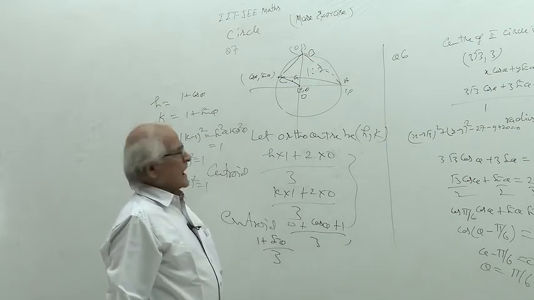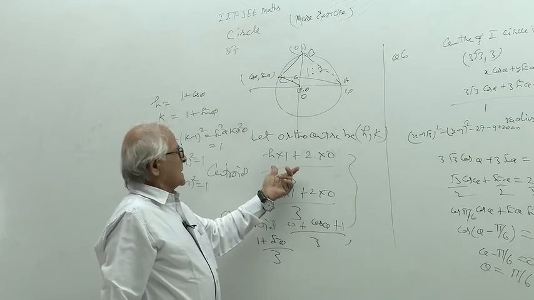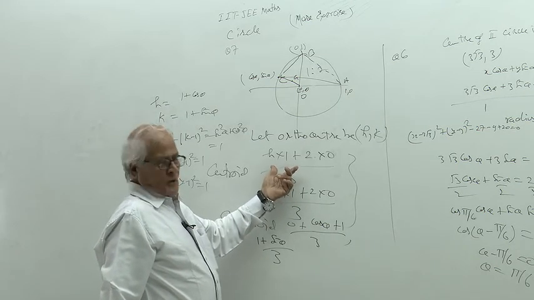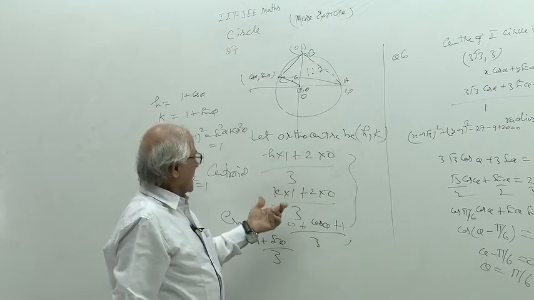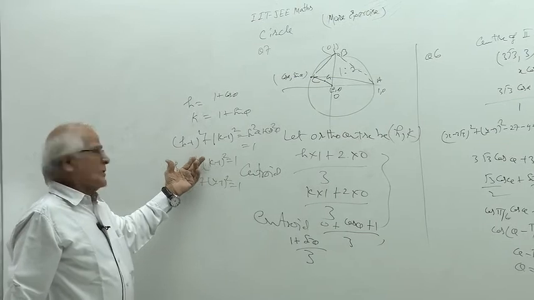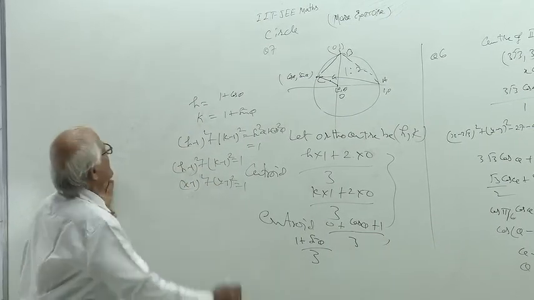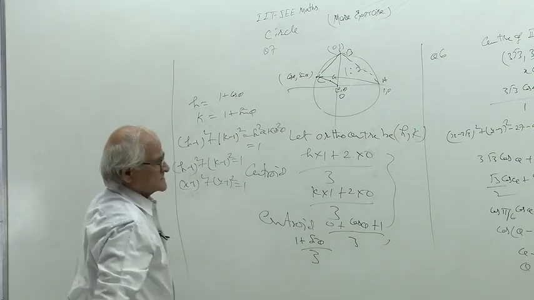So therefore, we can find out the orthocenter. And for the centroid we have this relation. Generalize this, we will get the required locus. This is the solution to question number 7.